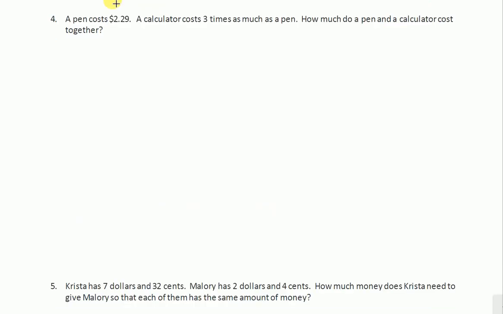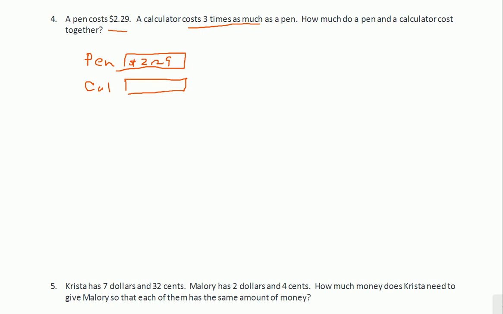Alrighty, number 4. A pen costs $2.29. A calculator costs 3 times as much as a pen. How much do they cost together? Okay, so we're going to say a pen costs $2.29, and then a calculator 3 times as much.